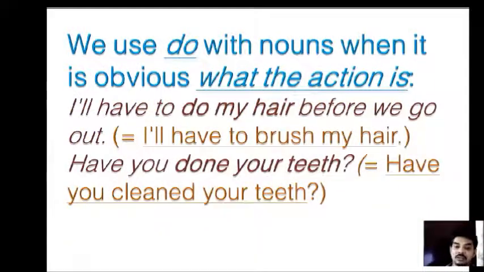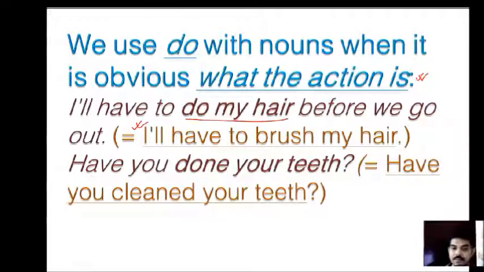There's another. We use do with nouns when it is obvious what the action is. So with this, it gets only a fixed meaning. There won't be any confusion if you produce this sentence. I'll have to do my hair before we go out. Do my hair. It has a particular meaning. That is, I'll have to brush my hair. There's no other alternative.